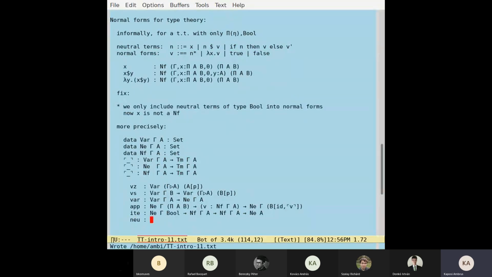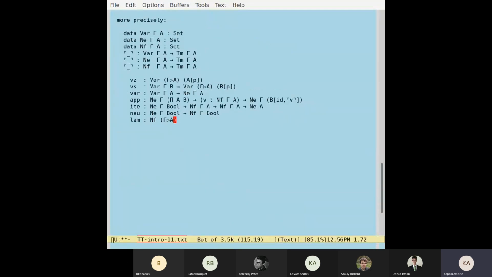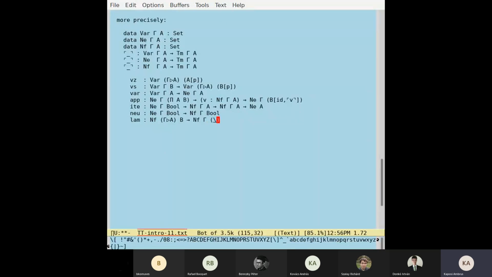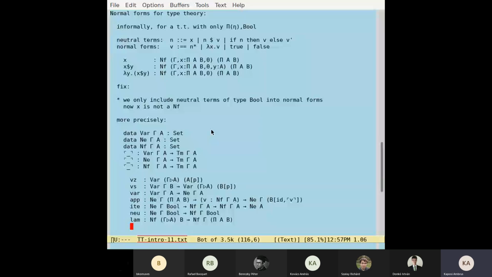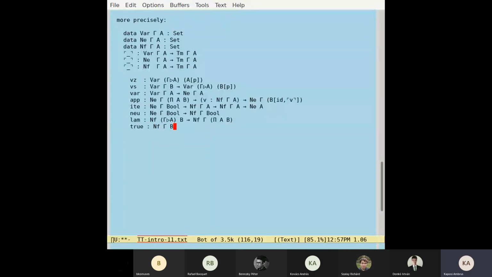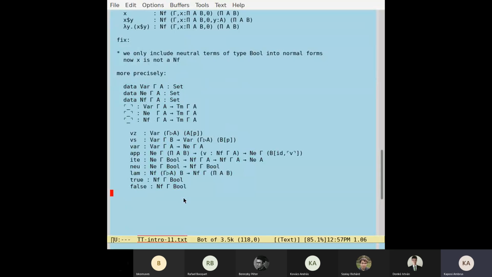So we have a constructor for neutral terms, the one with the star. Whenever I have a neutral term of type bool, not any type, but of type bool, then that's automatically a normal form of type bool. And then I have lambda. If I have a normal form in gamma extended by A, B, then I have a normal form in gamma of type pi A B. The quoting of this is just lambda in the syntax of type theory. And what else, I have true and false. True is a normal form of bool, and then I also have false, and that's it.